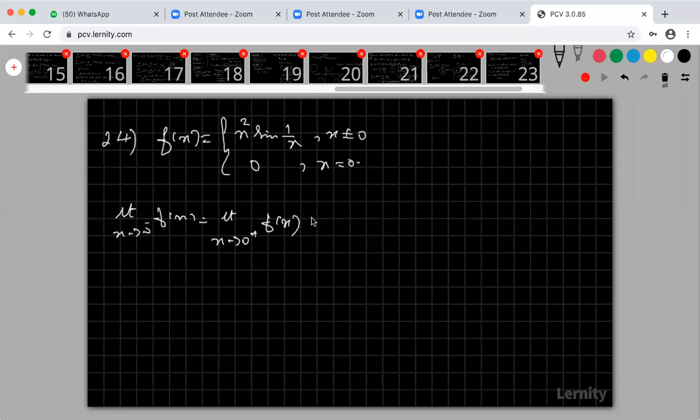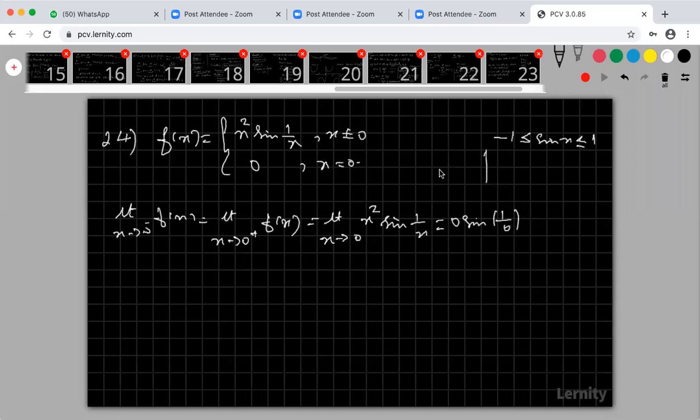So therefore, this is equal to limit x tends to 0 of x square sine of 1 by x. Apply 0 here: 0 into sine of 1 by 0. What is sine of 1 by 0? That is infinity. What is sine of infinity? It always lies between minus 1 to plus 1.